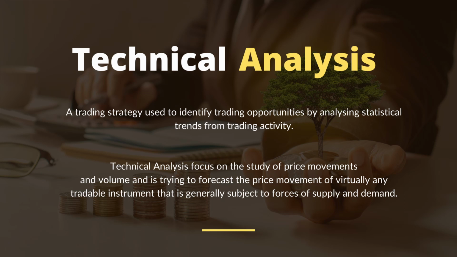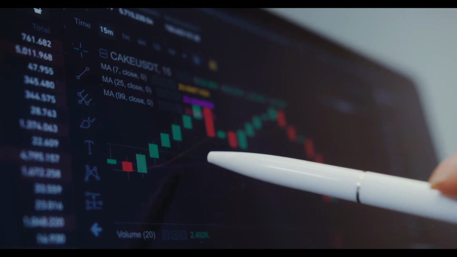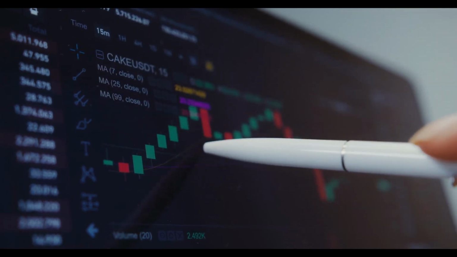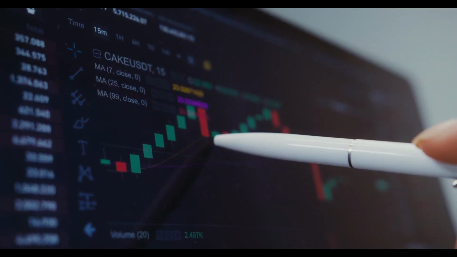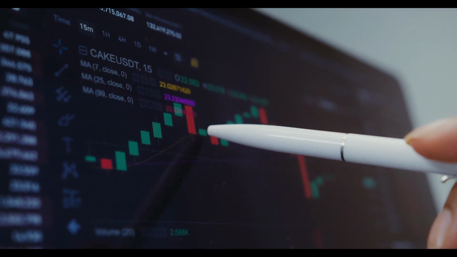Technical analysis is trying to forecast the price movement of virtually any tradable instrument that is generally subject to the forces of supply and demand. Like we talked about in the last few videos, fundamental analysis involves analyzing a company's financial statements to determine the fair value of a stock. With technical analysis, we assume that all the available information is already priced in, and, like we said earlier, we focus on the statistical analysis of price movements.